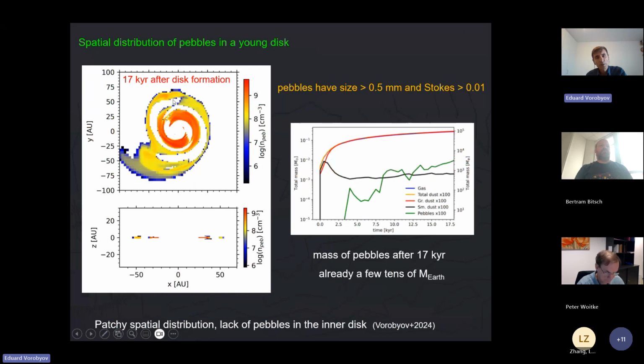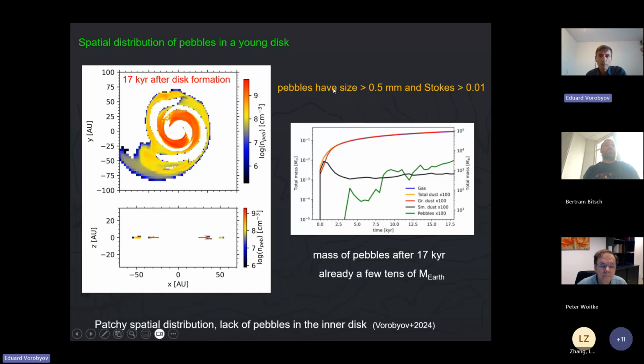We can also simulate pebbles. It's a spatial distribution at very early stages and total mass. And one of our results was that pebbles, at these very early stages, already exist. In a disk of 17 kiloyears, we already have several tens of Earth masses of pebbles. However, their spatial distribution is very patchy. There are regions where pebbles exist, and they interchange with regions where they're missing.